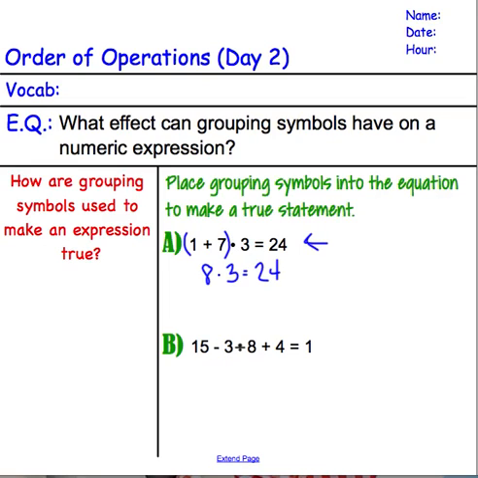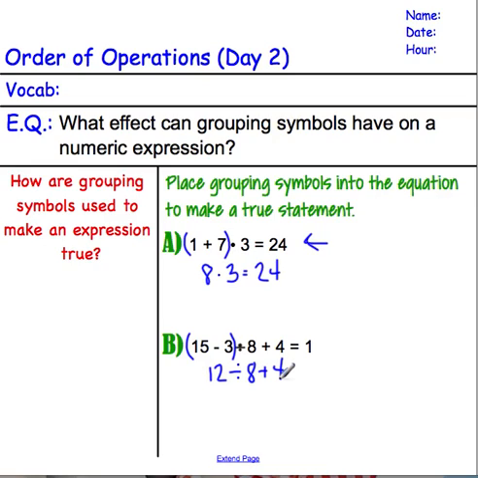So I'm going to start by putting my parentheses here. That would give me 12 divided by 8 plus 4. However, I know 12 divided by 8 is also going to give me a fraction, which means that I'm not going to get an answer of 1.